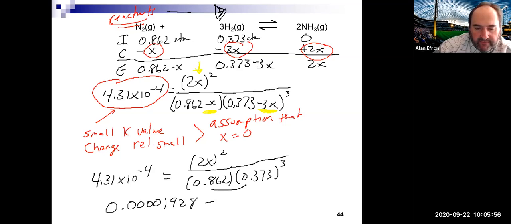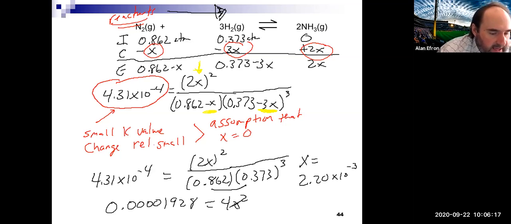0.00001928 equals 4x squared. I'm going to divide by 4 and then take the square root. Divide by 4 and a little square root action gives us an X value when it's all said and done of 2.20 times 10 to the minus 3. Any questions on that so far?